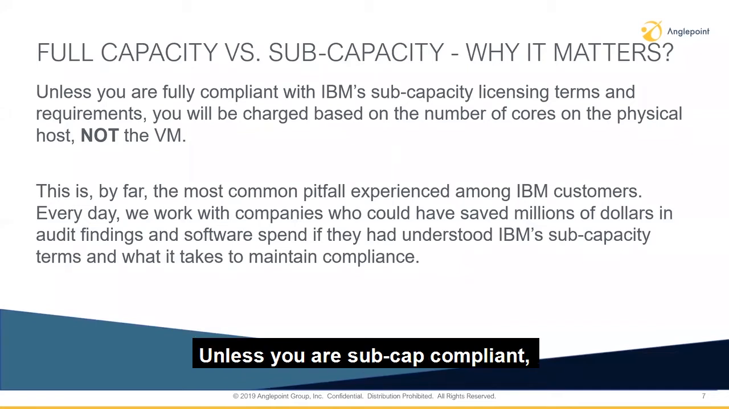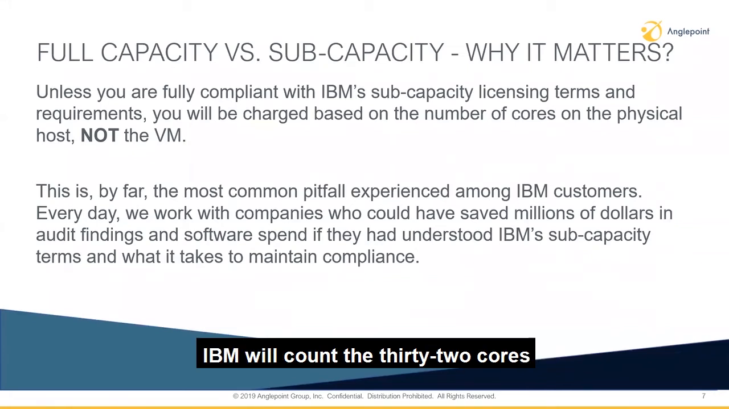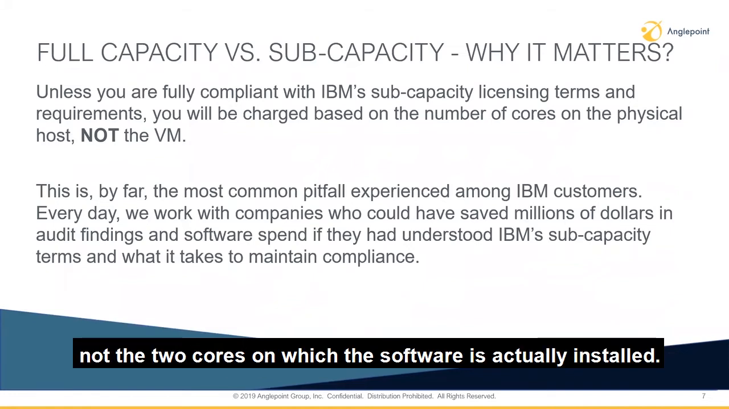Unless you are sub-cap compliant, IBM will not count the 2 cores. Instead, if that box is sitting on a 32-core host, IBM will count the 32 cores, not the 2 cores on which the software is actually installed.